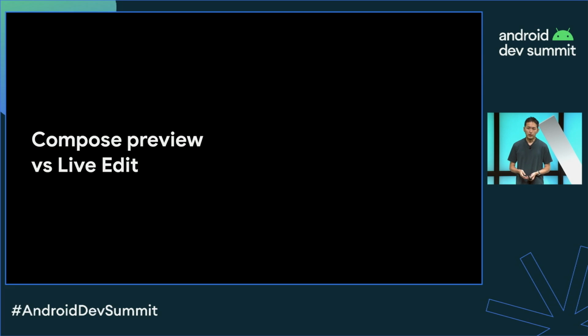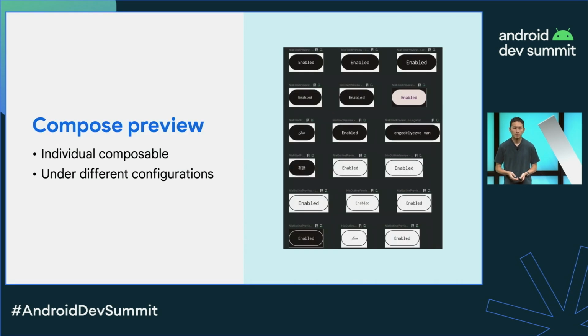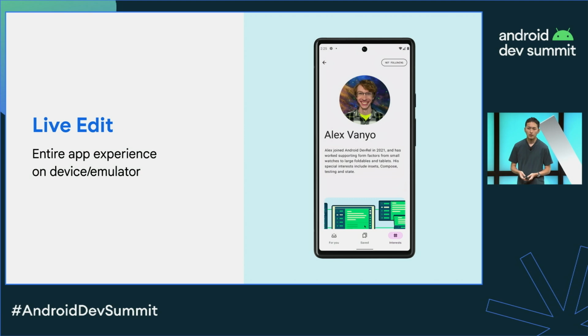You may be wondering what the difference is between Compose Preview and Live Edit, because they are similar at first glance. You can use Compose Preview when you work on an individual composable, or when you want to see a composable under different configurations, such as device themes, device sizes, and font sizes. On the other hand, Live Edit lets you see the entire app experience on the device, which allows you to load real data.